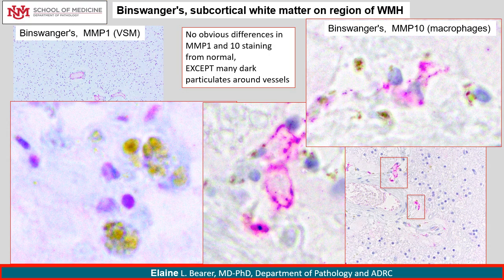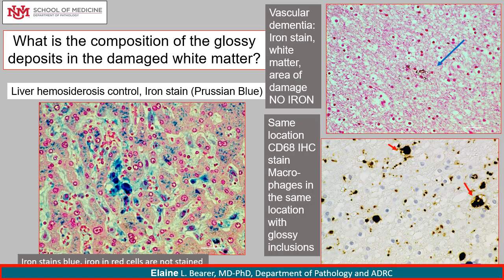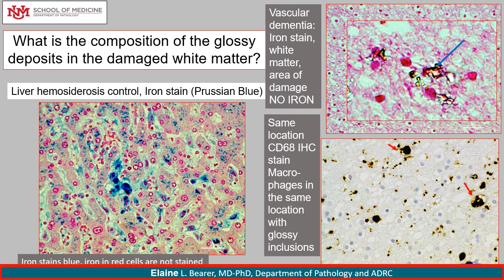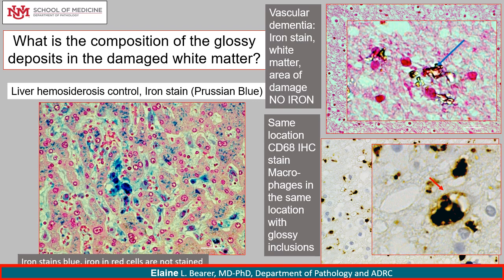The arrow, staining for vascular markers, indicates the vessel wall. I thought that these might be iron since there were microhemorrhages in the vicinity. However, when I stained for Prussian blue, the control of liver stained positively for Prussian blue, and the right shows a Binswanger subcortical white matter. The brown deposits did not stain blue, even in the macrophages.